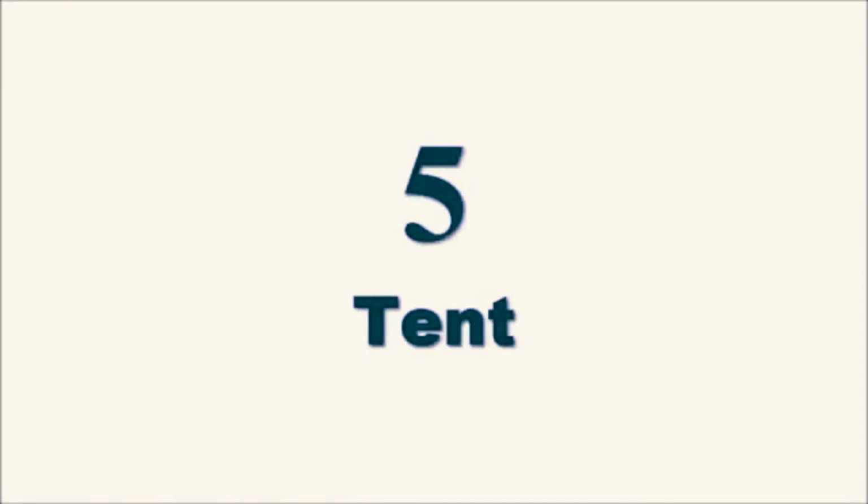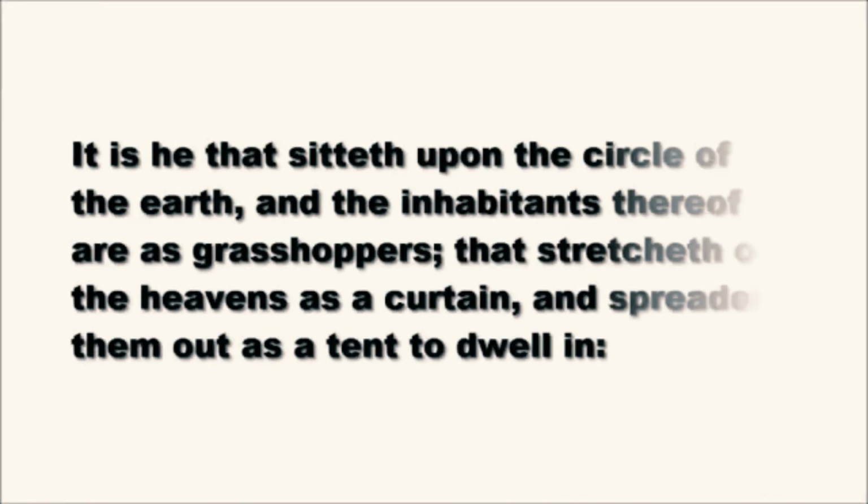A flat earther talking about deception while cherry-picking certain verses from the King James Bible that he thinks match up with the flat earth narrative. Number 5. Tent. If we go back to Isaiah 40 verse 22 and expand on it, if you remember, it says, "It is he that sitteth upon the circle of the earth, and the inhabitants thereof are as grasshoppers, that stretcheth out the heavens as a curtain, and spreads them out as a tent to dwell in."